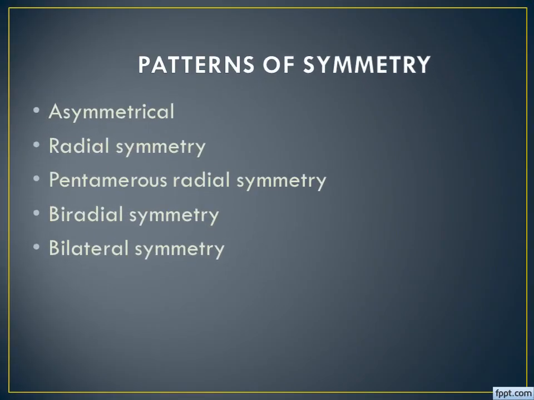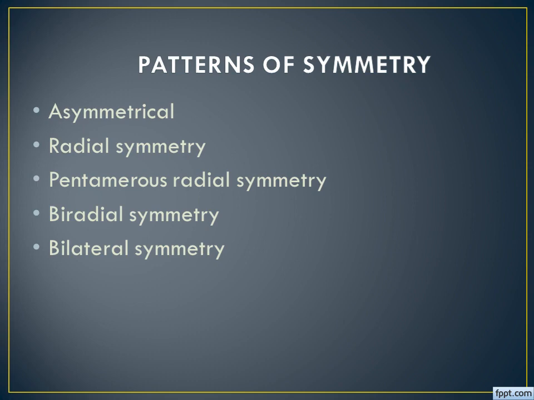So this is the next character they consider for classification of these animals, that is patterns of symmetry. Symmetry in the sense nothing else, the arrangement of body parts in the body. So the body parts are arranged in such a way that the opposite side of the body will be equal, right? So there are 5 types given here. When we go through the examples, you can get the point easily.